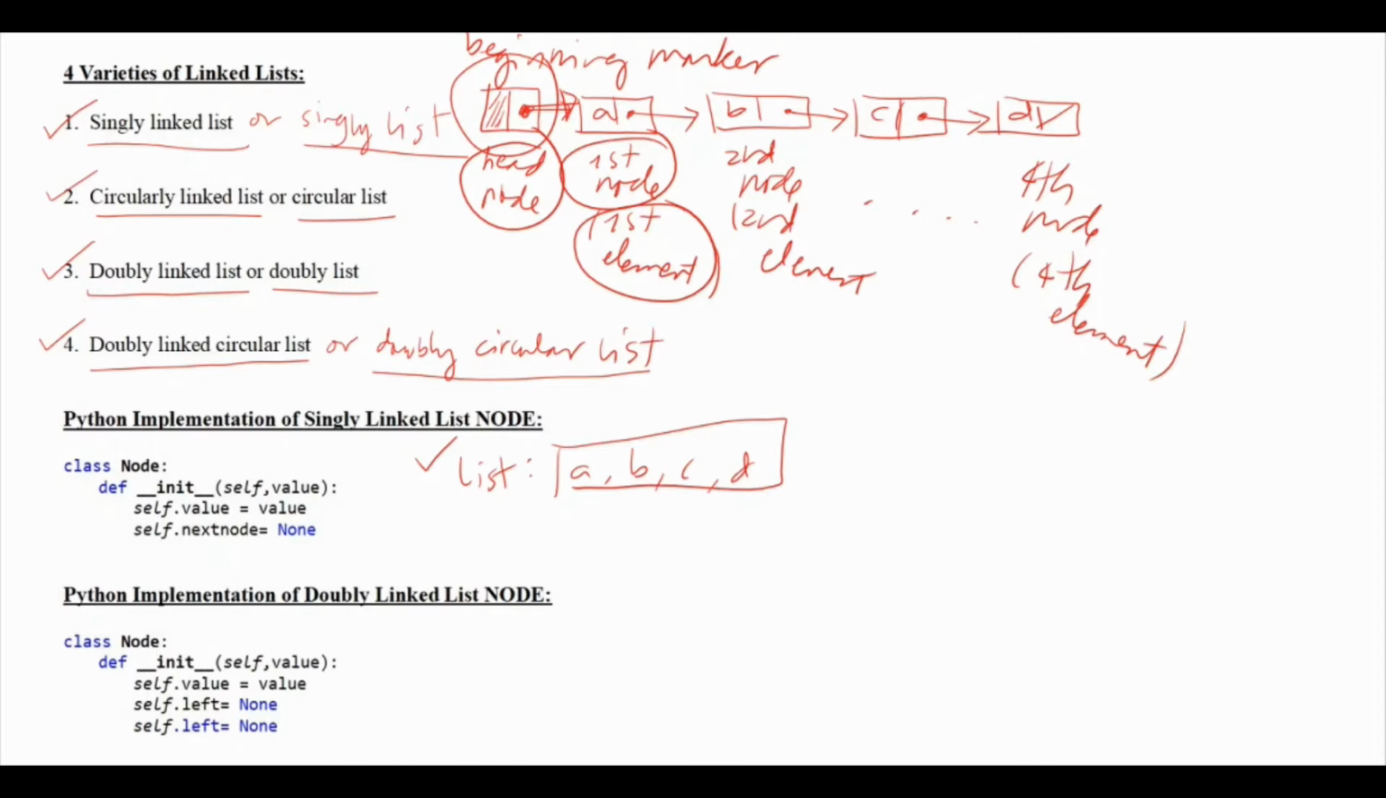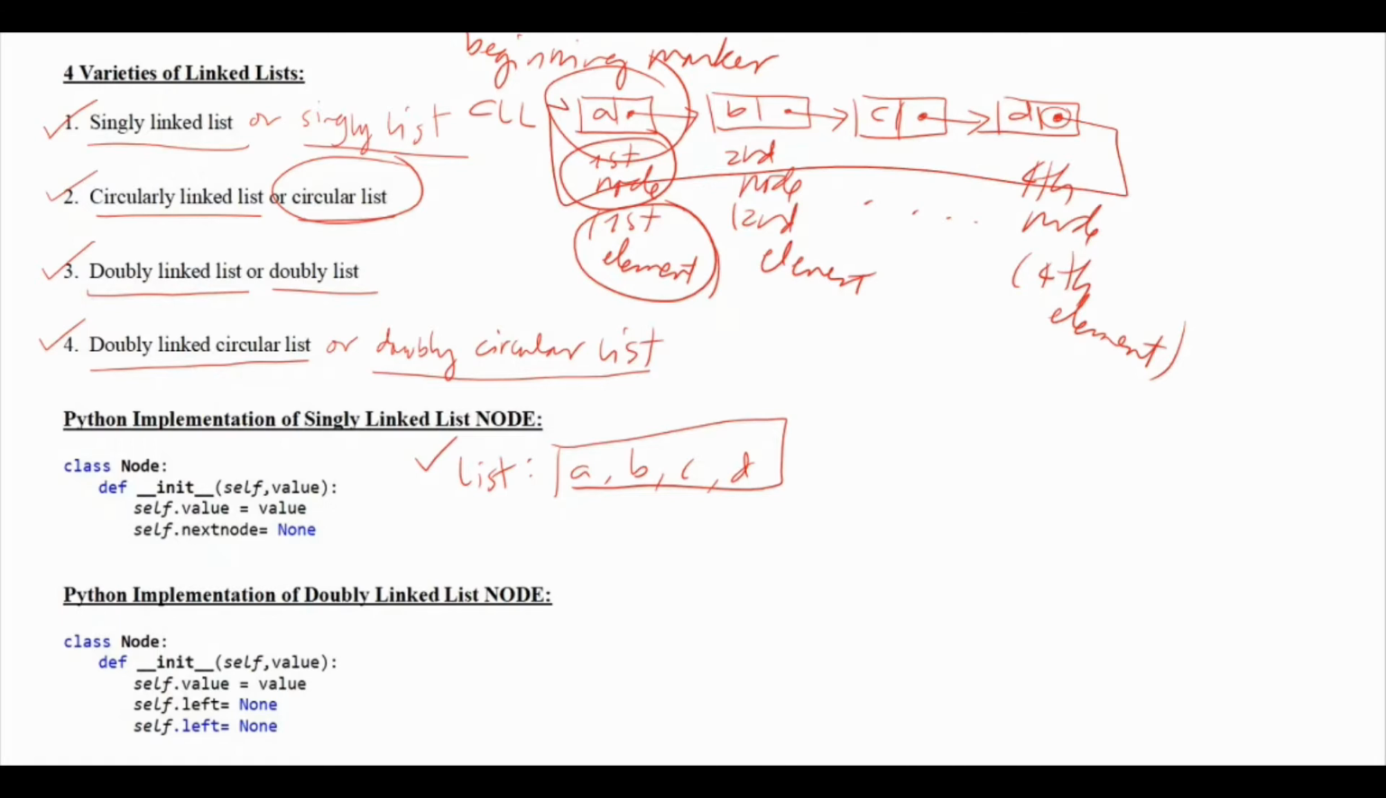But not all singly linked lists have a head node. It's possible that a singly linked list will have no head node. In that case, the first node is the beginning marker of the singly linked list. If this list is a circularly linked list or circular list, then the pointer of the last node, which is this one here, points back to the first node. So this is now a circularly linked list or circular list without a head node.